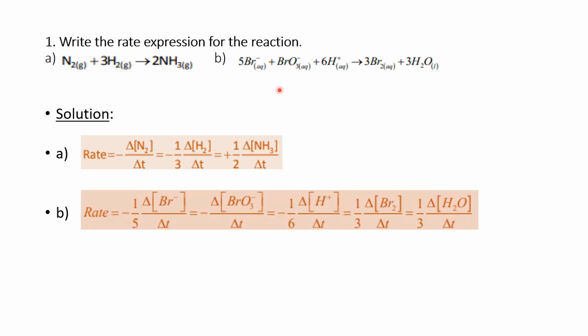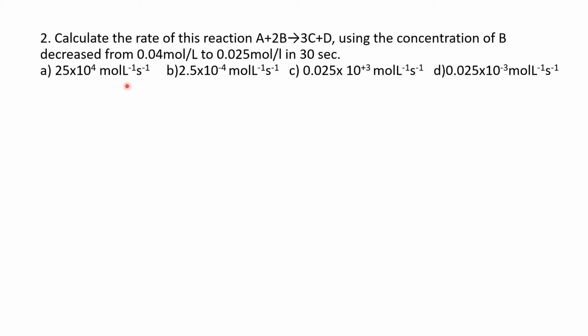For the next sum, see, these are all the reactants and these are all the products. In the same way, you need to mention the reactants with a negative sign and the products with a positive sign. You should know that. That's why I'm mentioning this as a problem. And the second one: calculate the rate of this reaction.